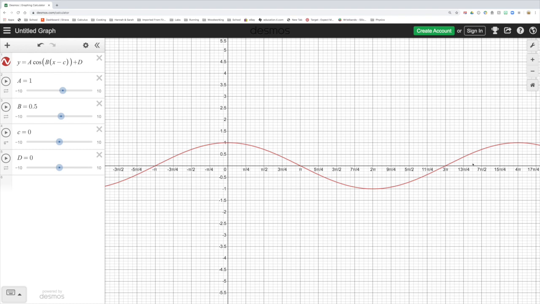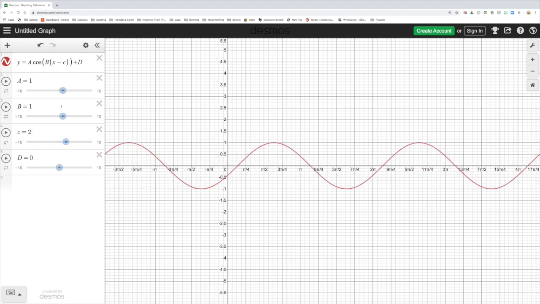Okay, and then we have the C value. That's the shift left and right. Okay, so I'm going to move B back to being 1 so that we have the normal period. Okay, so see, I'm back to 1, right? So what's the reciprocal of 1? 1. Okay, so 1 times 2 pi is 2 pi. Okay, all right, so now how about the C? Actually, I think I already talked about C, huh? If I move it, yeah, I can move it left or right.